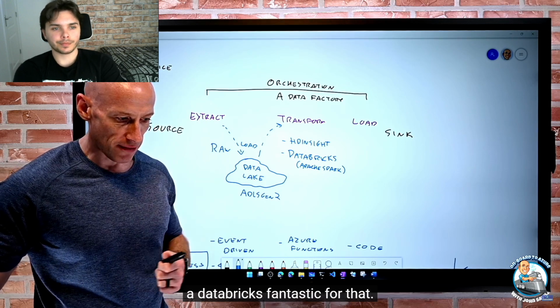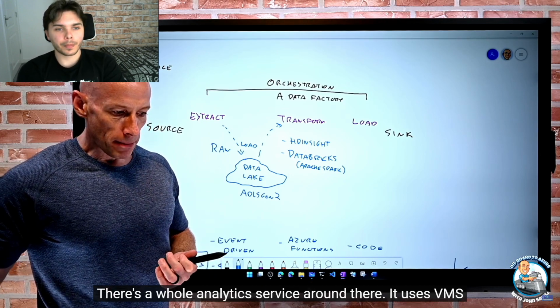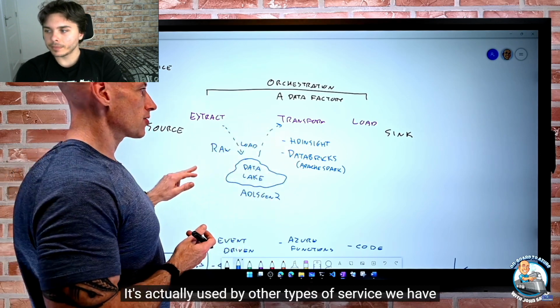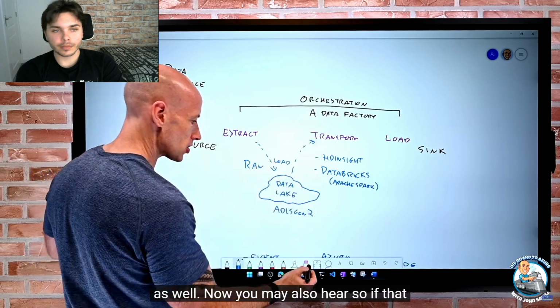So you may hear, hey, Databricks, fantastic for that. There's a whole analytics service around it. It uses VMs and blobs behind the scenes, and it's actually used by other types of service we have as well. Now you may also hear, so if that was Azure, let's write Azure there.